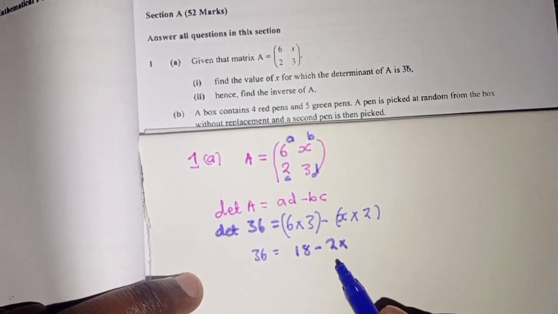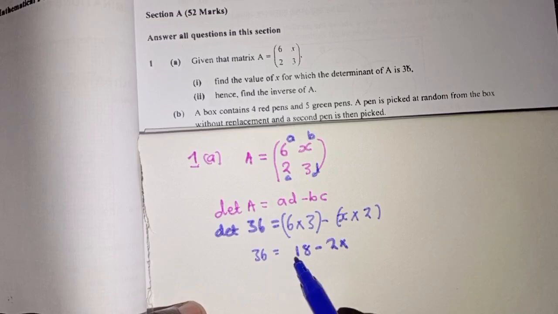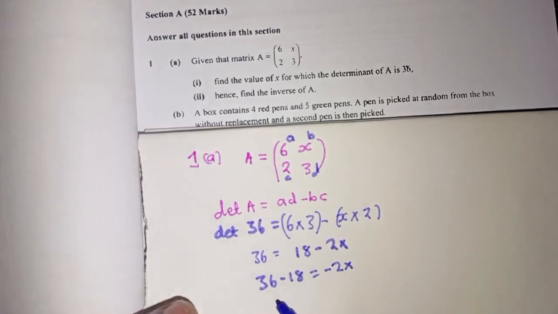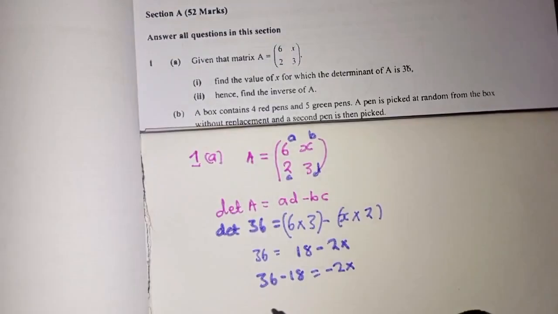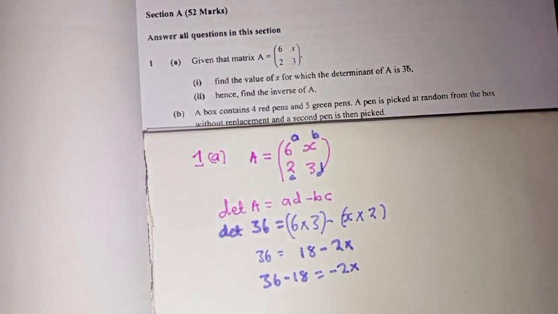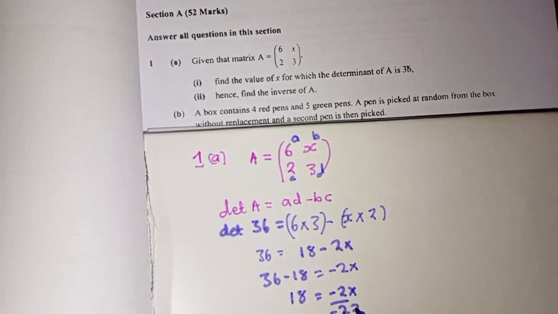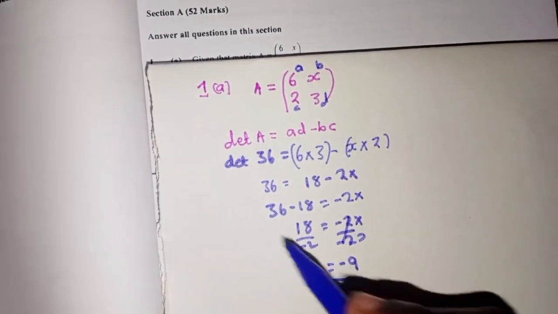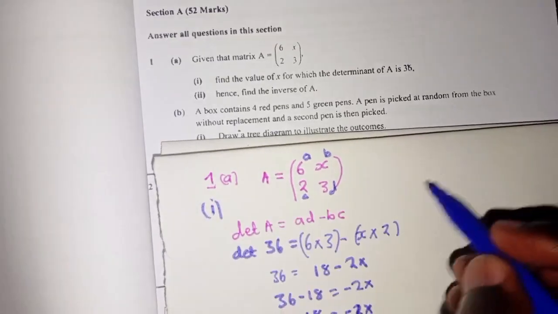Now we are solving for x here. You can take this 36 minus 18 is equal to negative 2x. We are subtracting 18 from 36, so you get 18 here, equal to negative 2x. Divide both sides by negative 2. Here, x happens to be negative 9. And that's how you find this one. Sorry, I wasn't looking at my screen. So that is for question A.